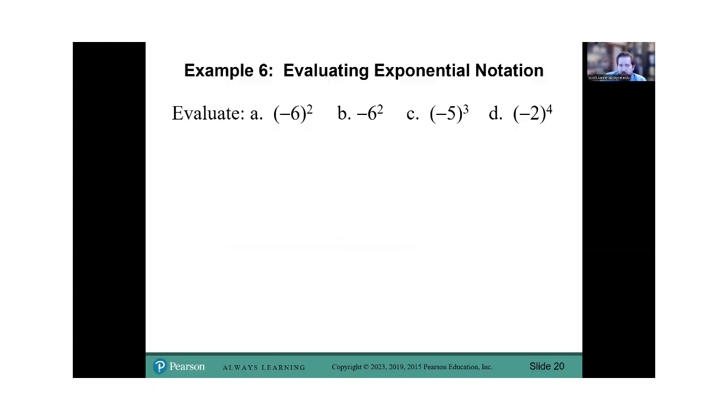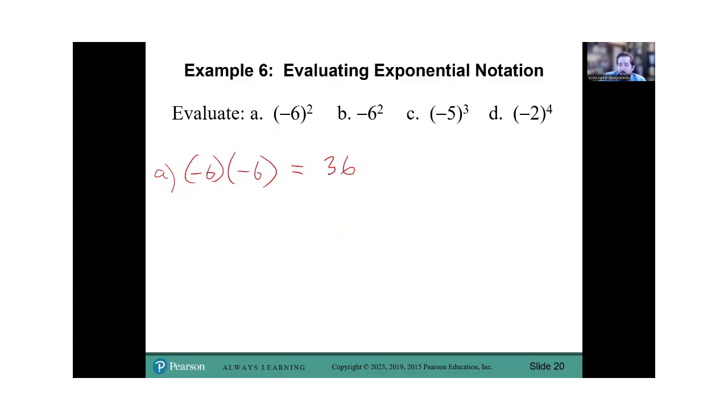For example, a negative 6 squared. That negative is inside the parentheses, so that means I have negative 6 being multiplied by negative 6. And a negative times a negative is a positive, and then 6 times 6 is 36, so I have 36.